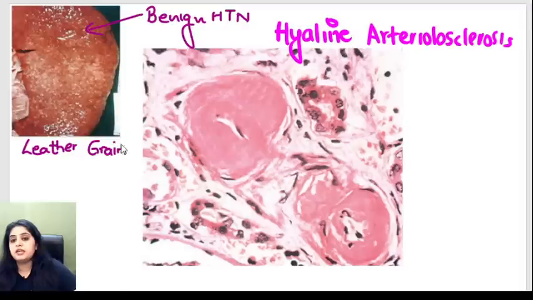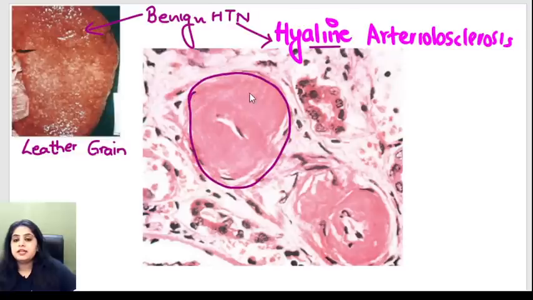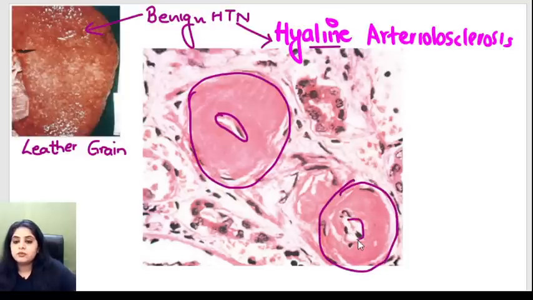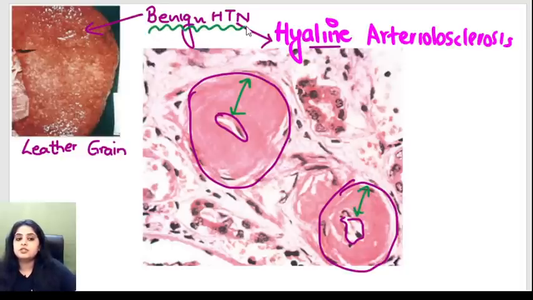The same benign hypertension in the blood vessels will show me hyaline arteriolosclerosis. What is hyaline? Lot of pink material. So can you see this blood vessel? And can you see this tiny lumen out here? Same way, this is a blood vessel and this is a lumen out here, and very well we can appreciate this pink color getting deposited. Hyaline arteriolosclerosis for benign hypertension.